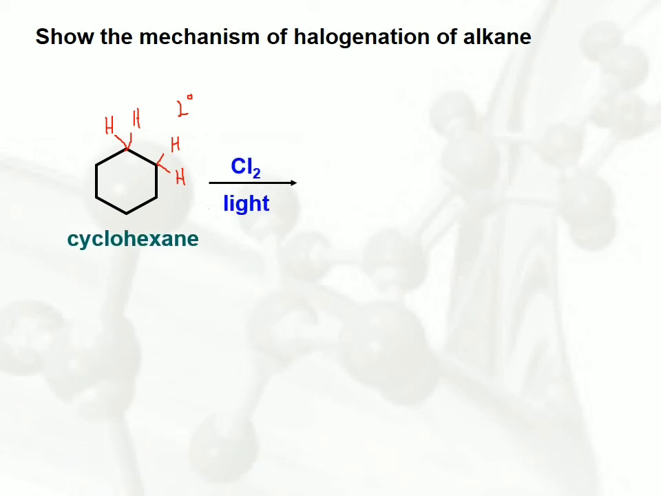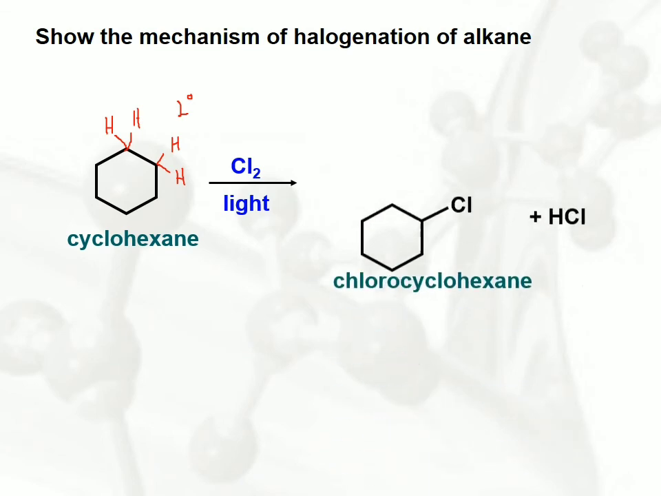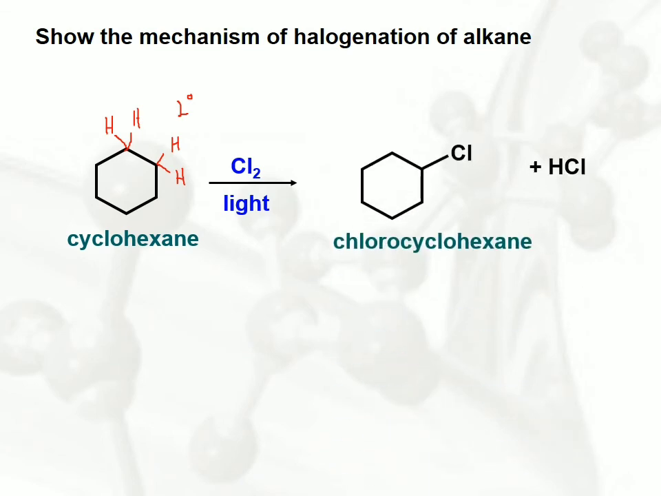In the presence of light and chlorine gas, the Cl will substitute one of the hydrogen atoms to become chlorocyclohexane, and we have HCl formed as a byproduct. In order to write the correct mechanism, you must know how to write the correct product of the reaction.